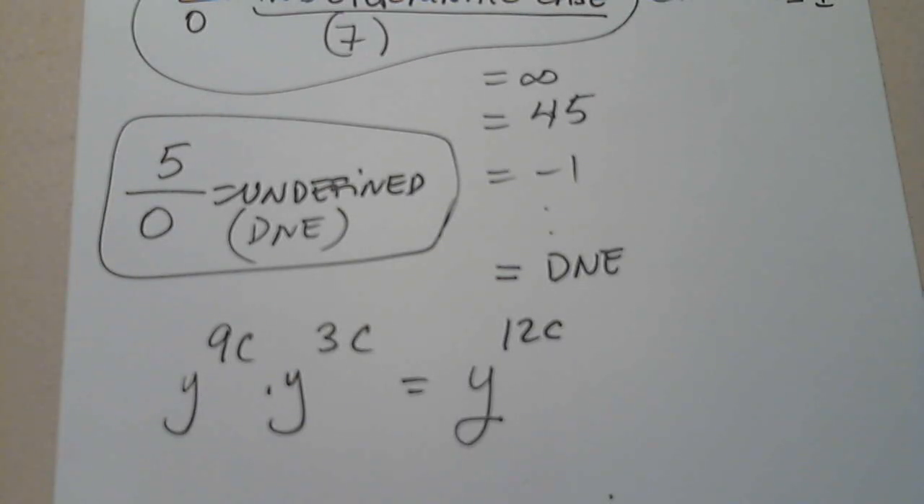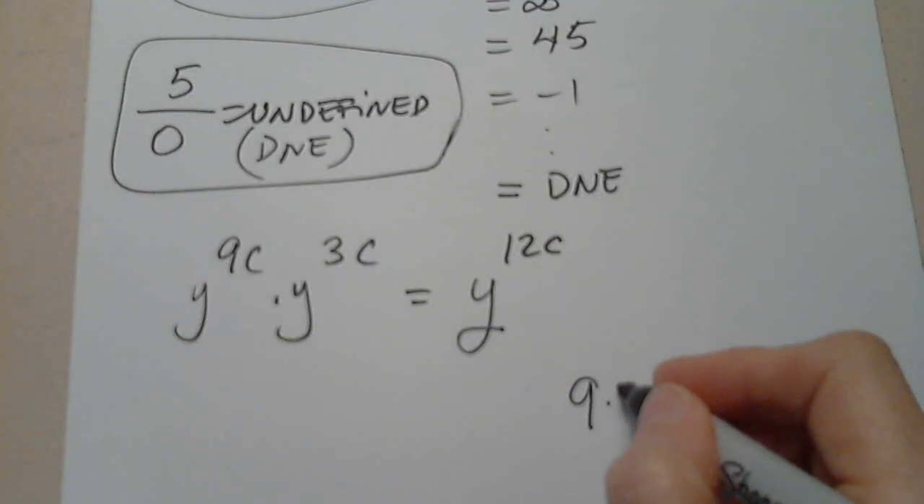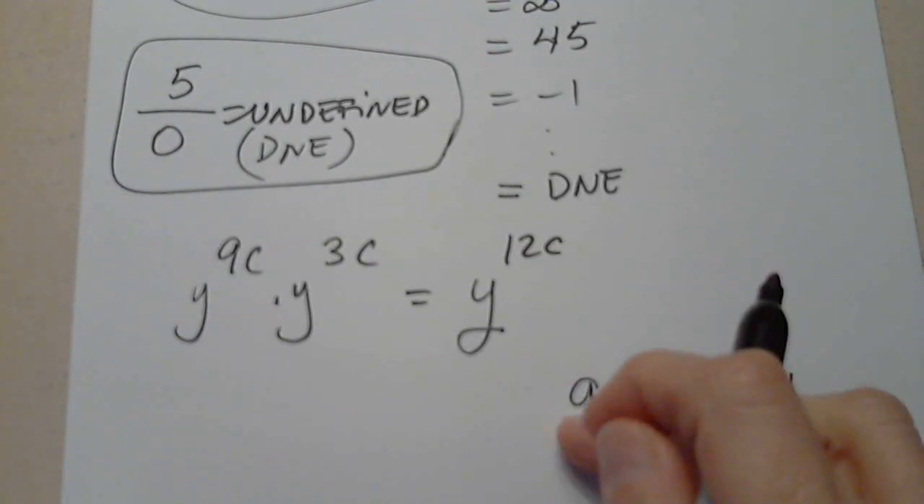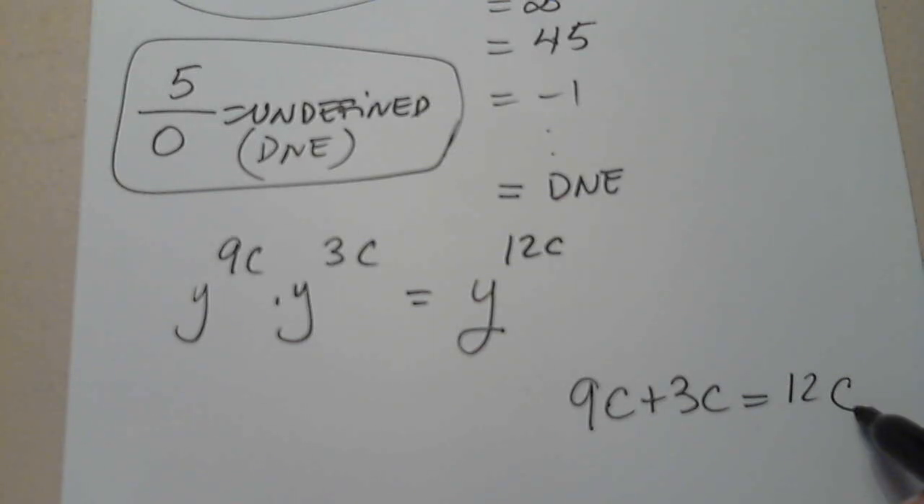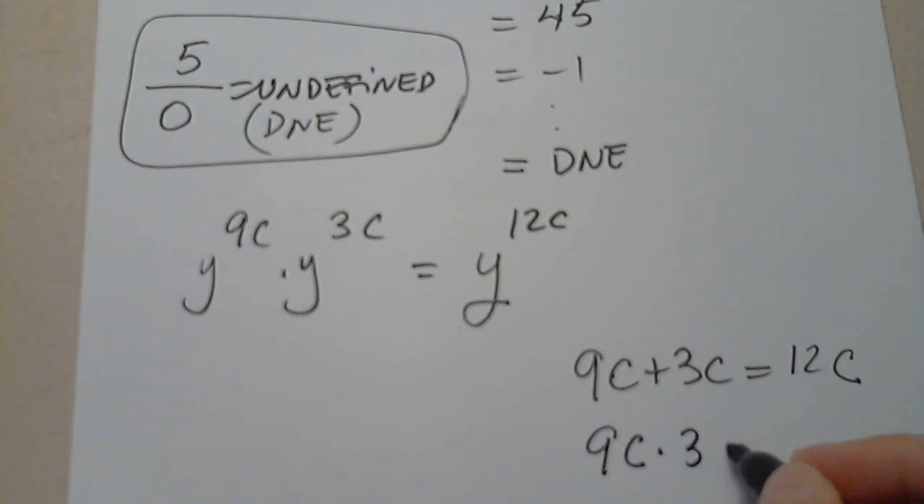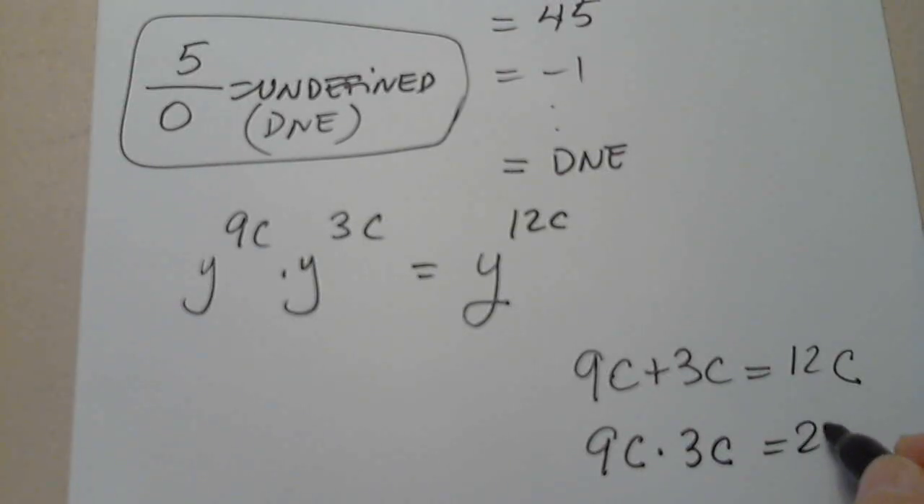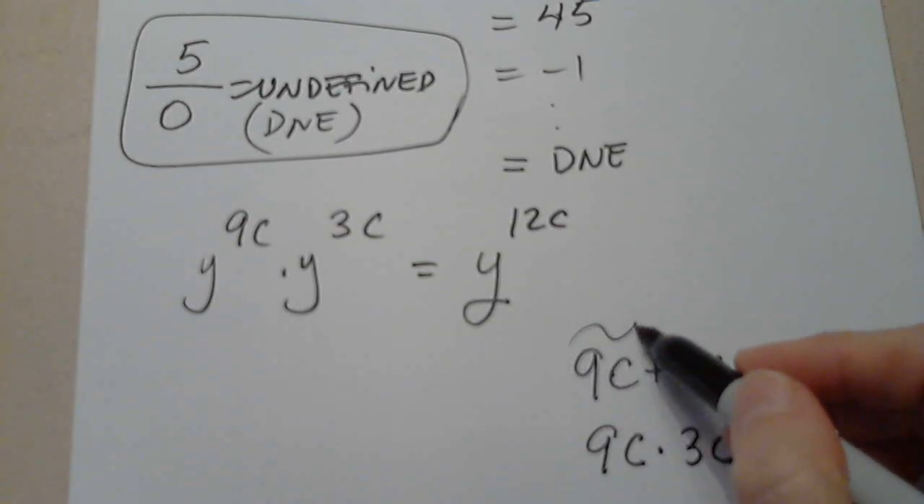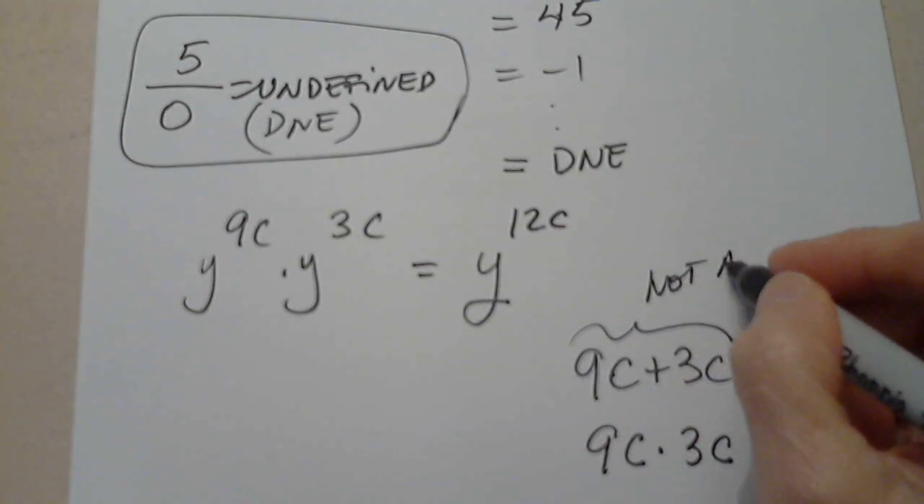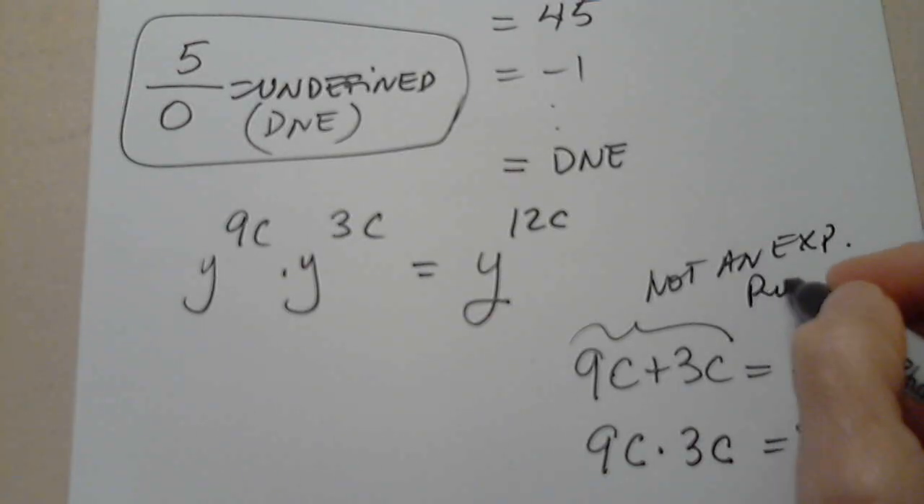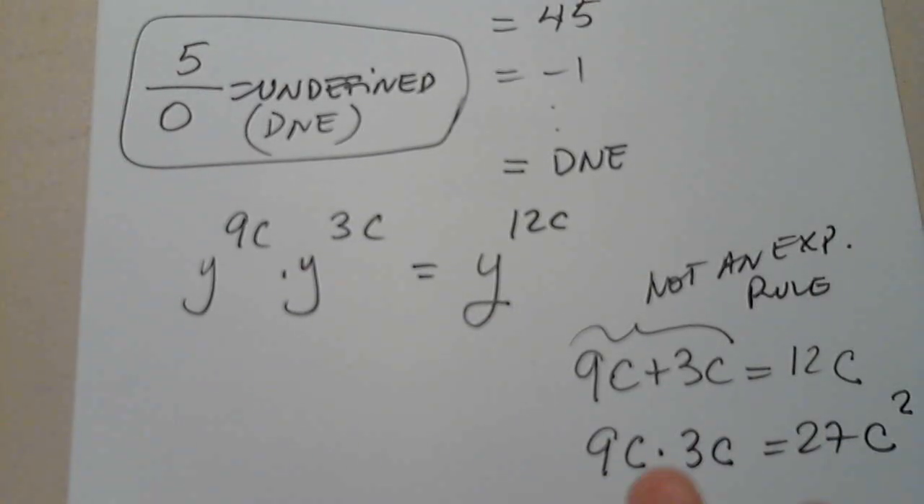Oh, I almost wonder why isn't C also squared? Because we are adding, and if you remember, we said this: 9c plus 3c, 9 apples plus 3 apples is 12 apples. But 9c times 3c, that will be 27c squared. We copy the base and we add the exponents. This is not an exponential rule. Adding quantities is not an exponential rule.